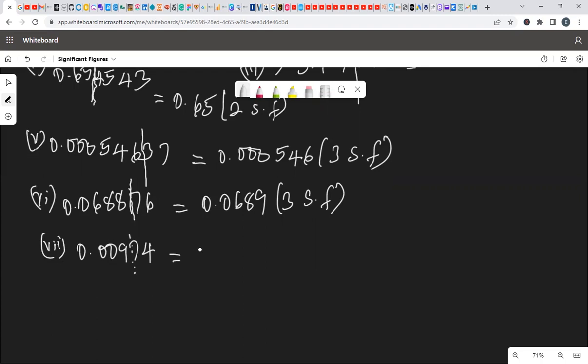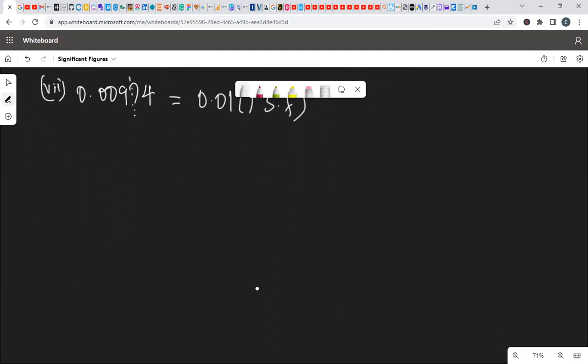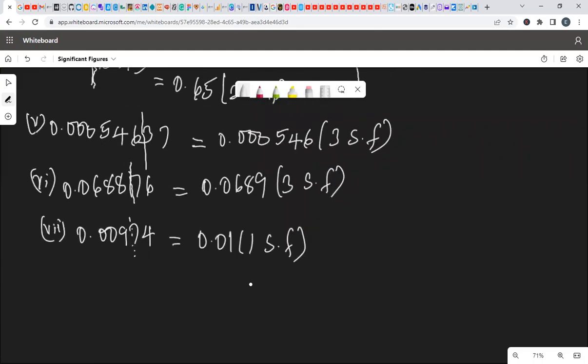Which means this number to one significant figure will be 0.01, as 1 plus 9 is 10. So I will shift the 1 here. So one significant figure. And that is the end of this class on significant figures.